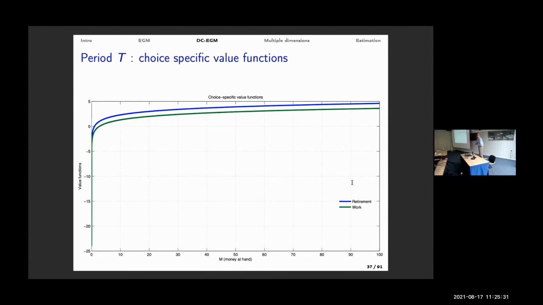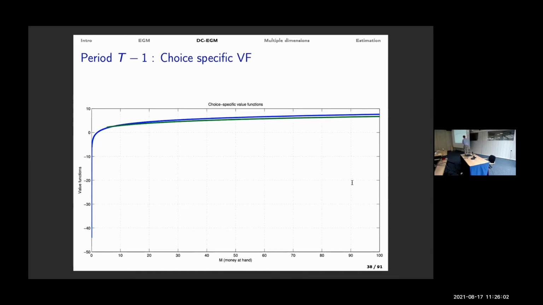Terminal period, that's when we don't have any future. The value functions here are corresponding to retirement and work. And remember, we set the problem such that you get wage in the next time period. So in the last period, it makes no sense to work because you will only get the wage next period, which doesn't exist. And so we clearly have the retirement value to be higher than the working value for all possible values of wealth. But if we go back, now we start seeing these intersections.